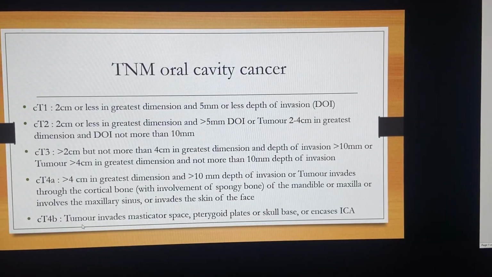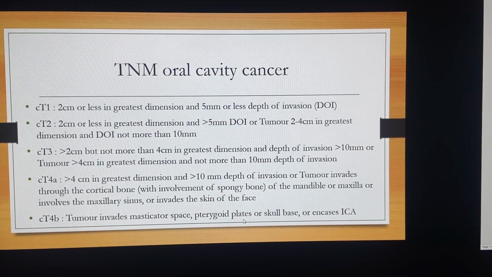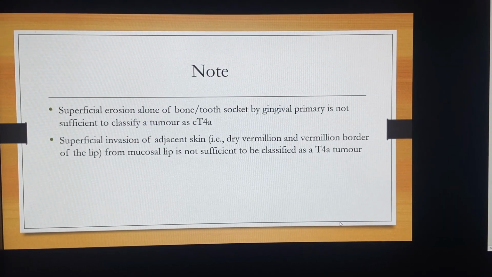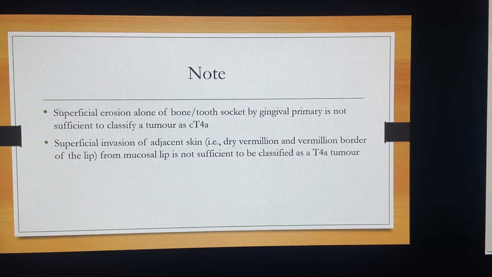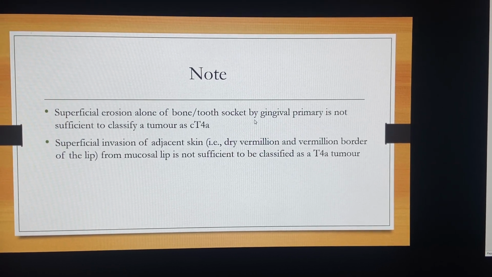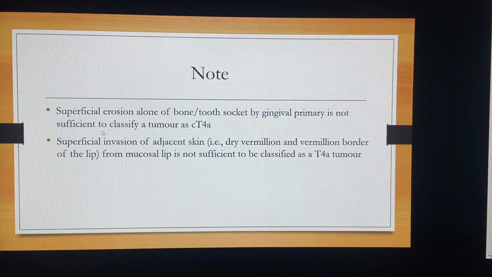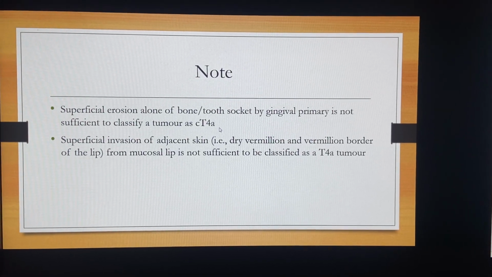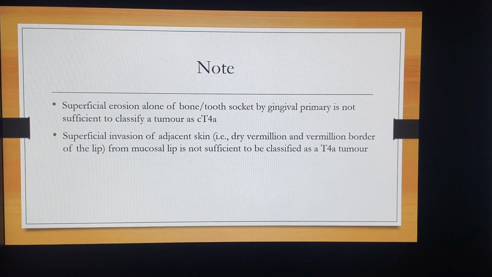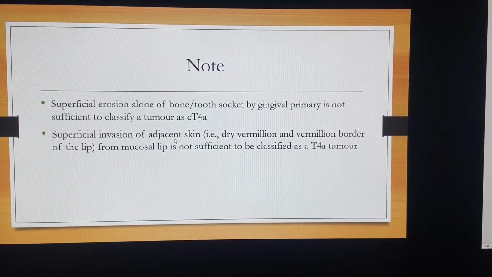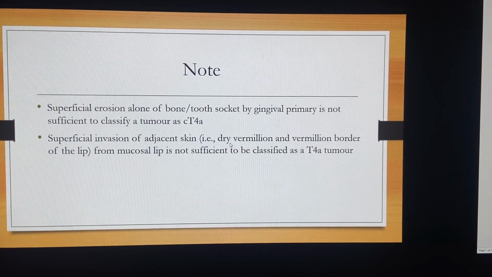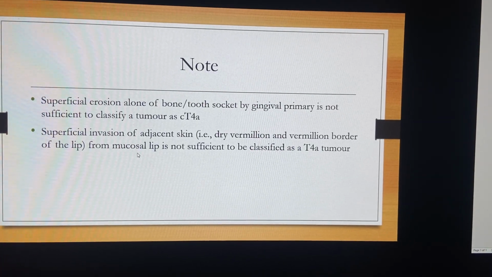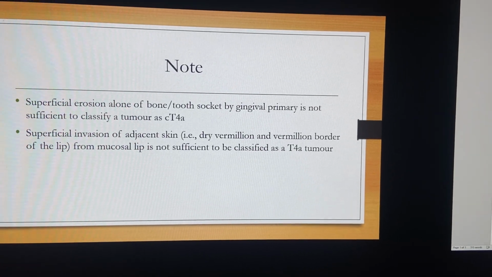T4B is when the tumor invades the masticator space, pterygoid plates or skull base, or encases the internal carotid artery. Of note, superficial erosion alone of the bone or the tooth socket by a gingival primary is not sufficient to classify a tumor as T4A. It has to go to the marrow of the bone. Superficial invasion of the adjacent skin from the lip, like the dry vermilion or the vermilion border of the lip from the mucosal lip, is not sufficient to be classified as a T4A tumor.